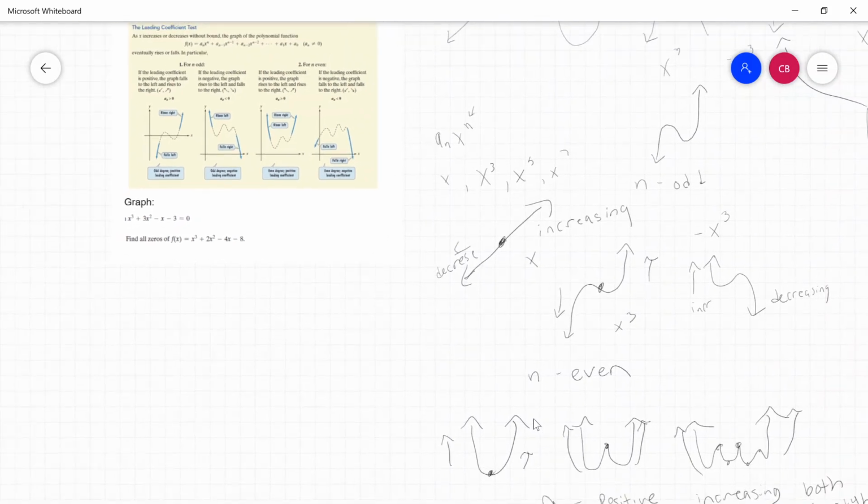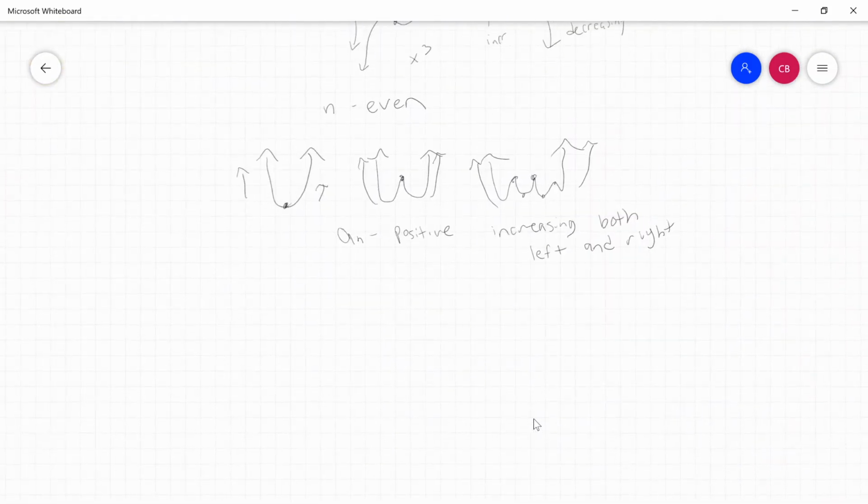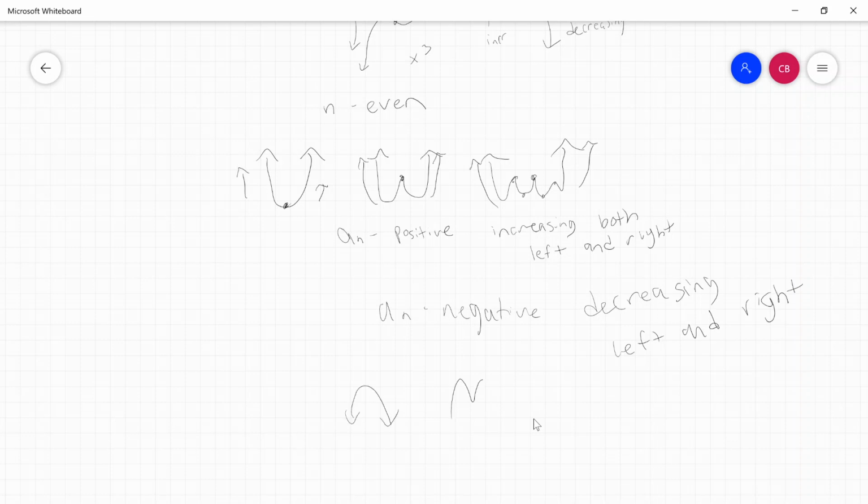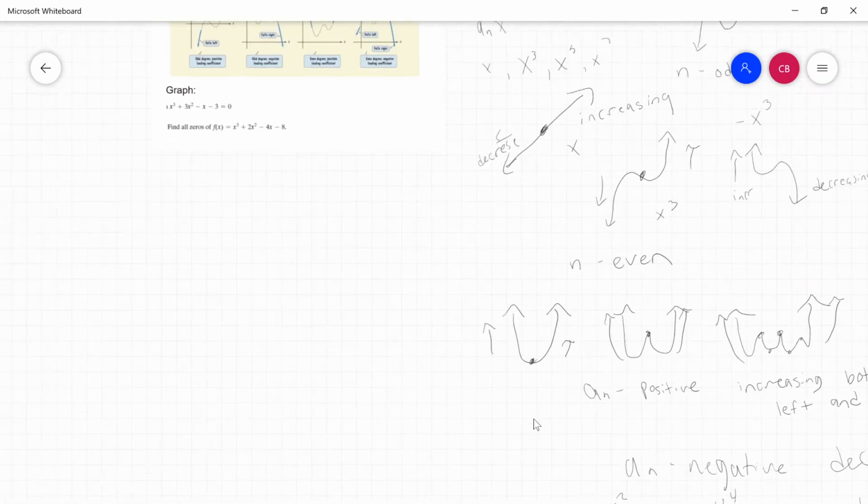And then obviously if an is negative, then it is decreasing on both. So let's draw that. We have a parabola. We have that one. This is x to the 4th negative. Okay, and so on and so forth. So always look at the highest degree, or the degree of the polynomial, to decide what shape it should be. And then obviously you can decide from there.